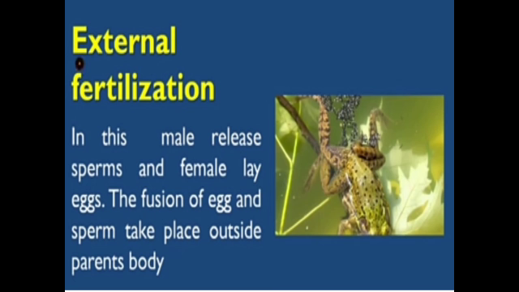As you can see, during spring or rainy season, frogs and toads move towards the ponds, or we can say they move towards the slow flowing streams. So there, when the male and female come together in water, the female lays hundreds of eggs. The female frog lays hundreds of eggs, and frog's egg is not covered by a shell.